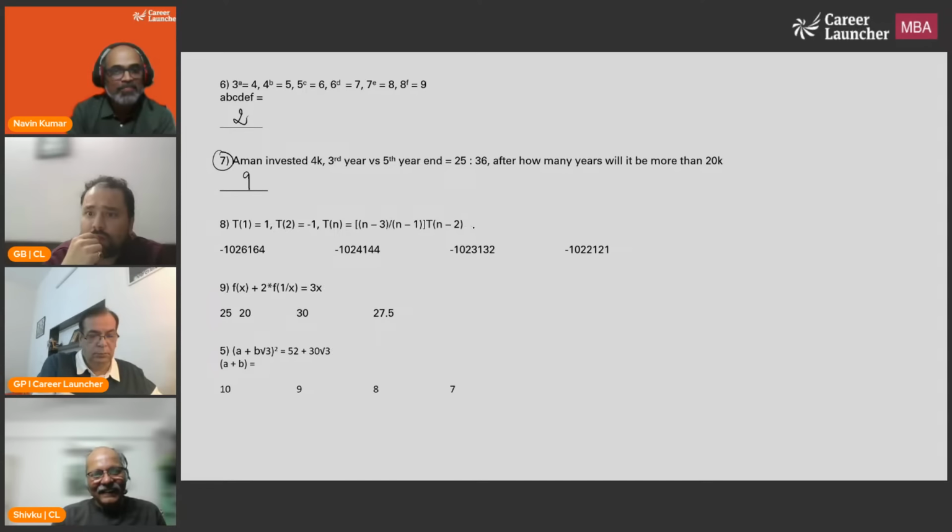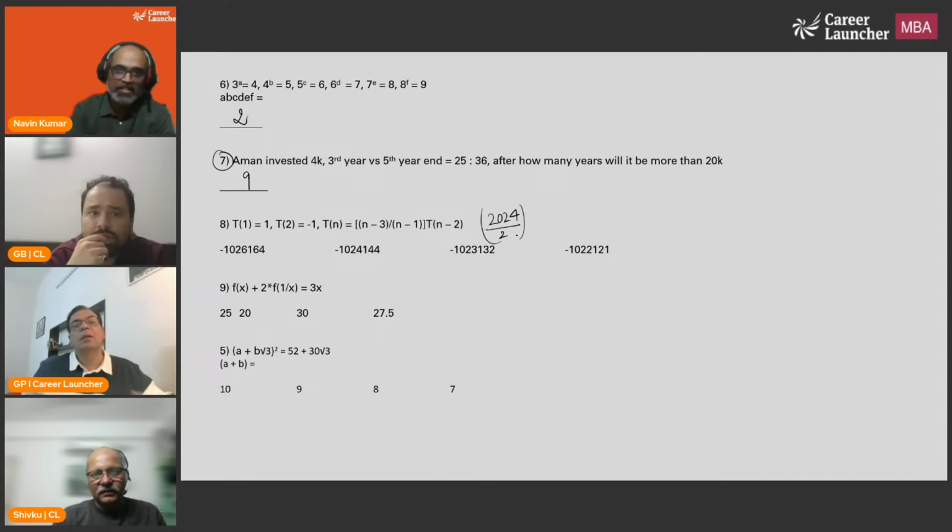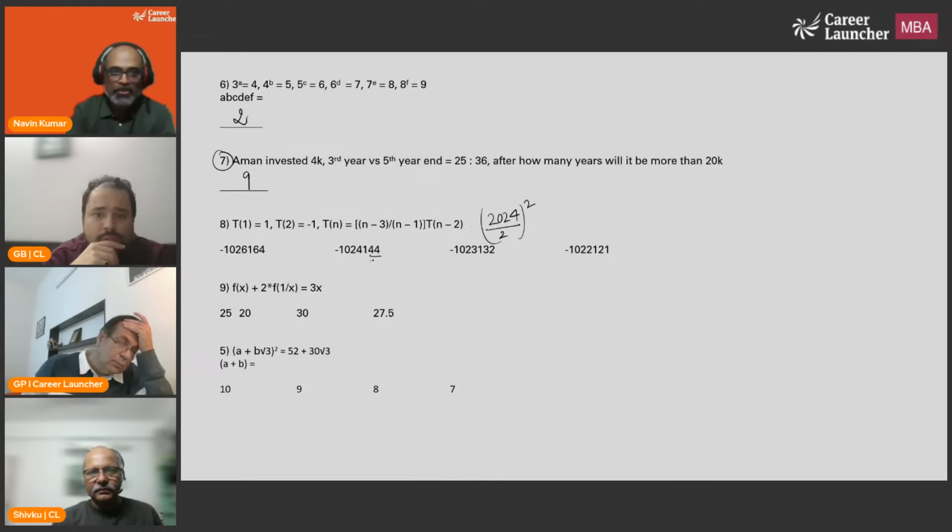This was basically something CAT always gives. 2024 is the CAT year, and it was the sum up to 2024. I have not written the sum that they were asking. The answer was the square of half of it, so basically I had to square 12. It will only end in 44. There was only one option.